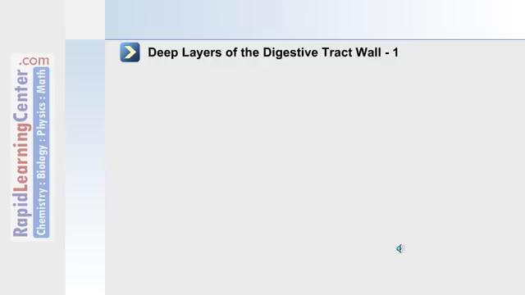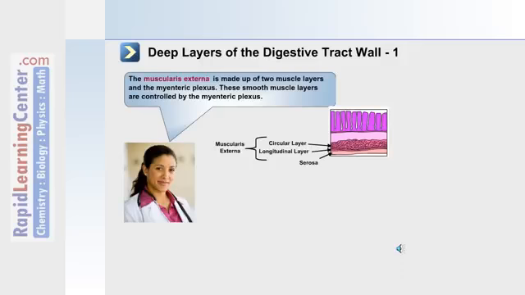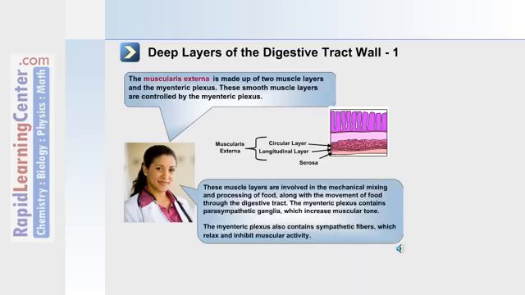The next layer of the digestive tract wall is the muscularis externa. This contains the smooth muscle layers that mix the food and move it along the tract. These muscles are controlled by the myenteric plexus. Parasympathetic ganglia increase muscular tone, whereas sympathetic fibers relax and inhibit muscular activity within the digestive tract.